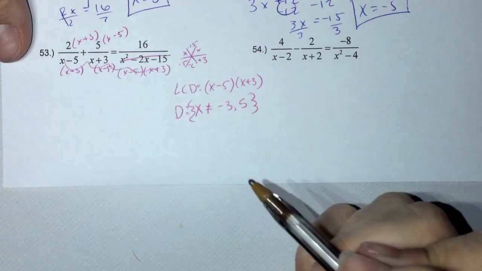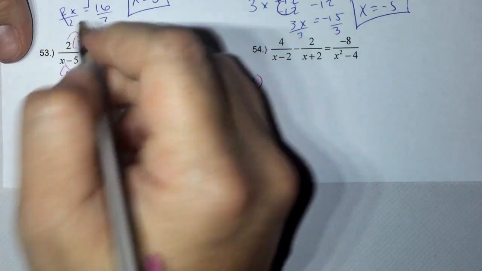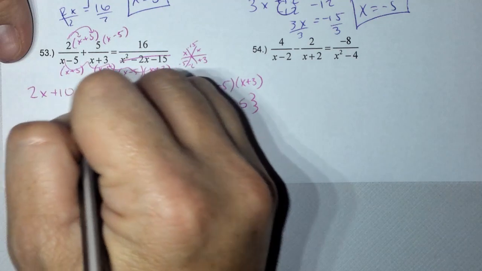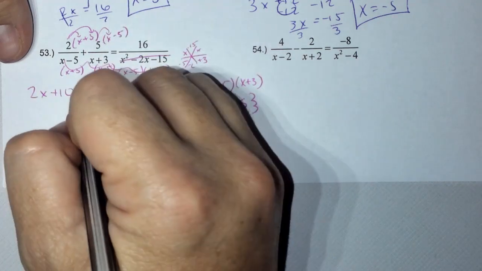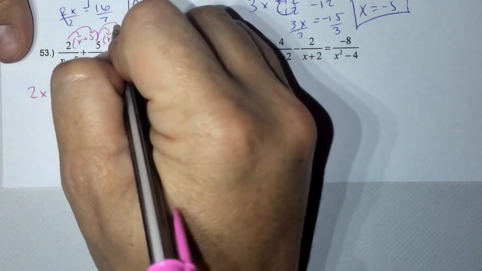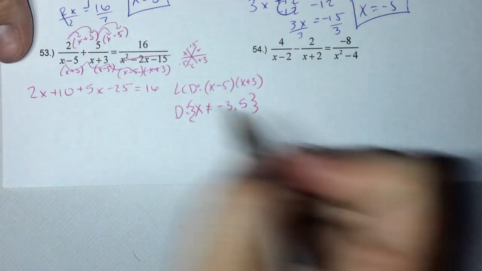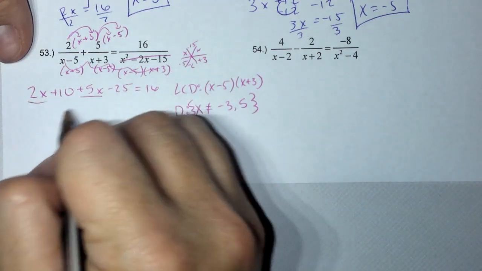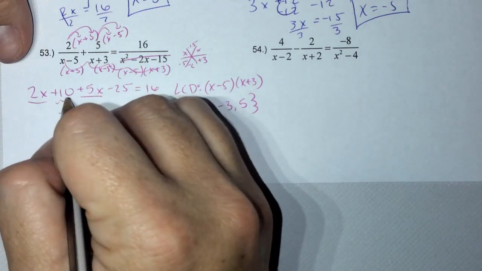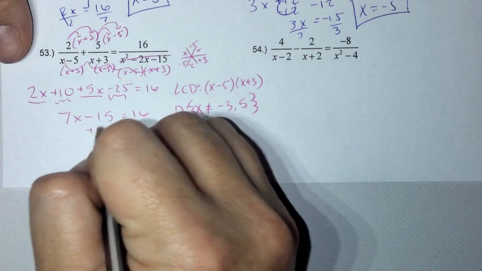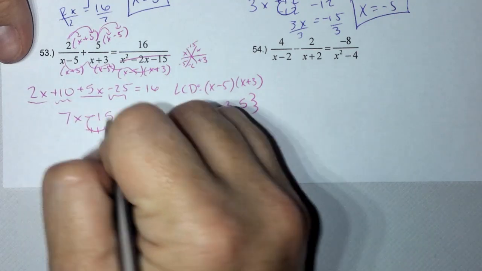Once they match, we can cancel. And we get 2 times x is 2x. 2 times 5 is 10. 5 times x is 5x. 5 times negative 5 is negative 25 equals 16. So combine my like terms. So 7x minus 15 equals 16. So plus 15, plus 15.